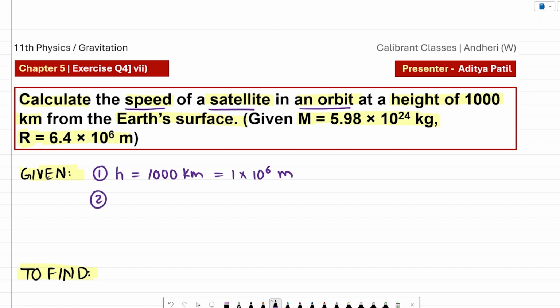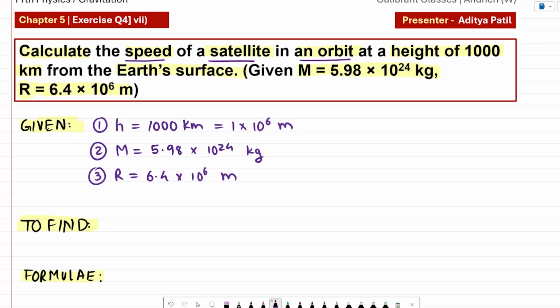Second quantity given to us is the mass of the Earth represented by capital M, and this mass is 5.98 into 10 raised to 24 kilograms. Kg is an SI unit, no need for conversion. And third is the radius of the Earth given to us, represented by capital R. The radius is said to be 6.4 into 10 raised to 6 meters. Meters is already an SI unit, so no need for conversion.